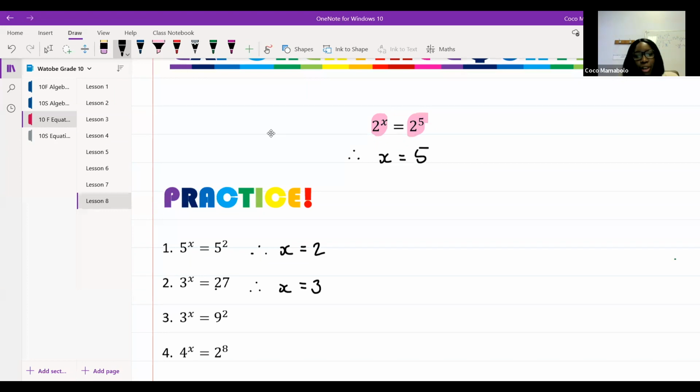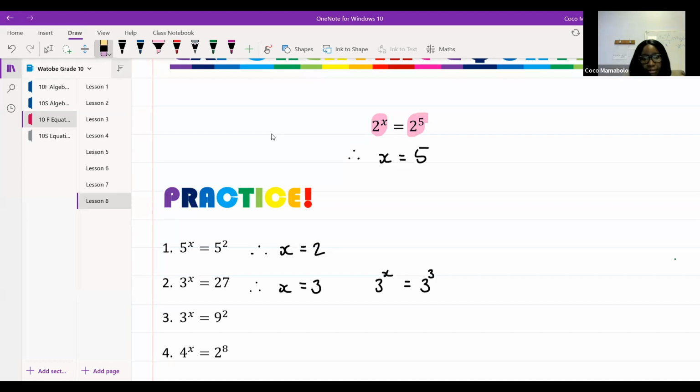It's because I can rewrite 27 as 3 to the power of 3, ma'am. And then I could see that x must be equal to 3. That's how we can see that they're equal, yes? Yes. So now look at the base I have down here.